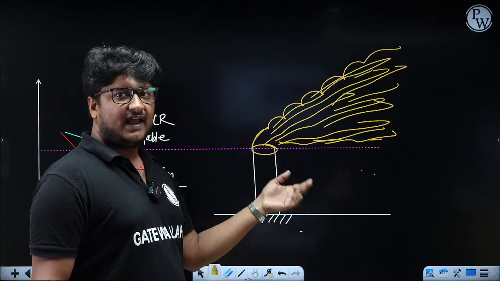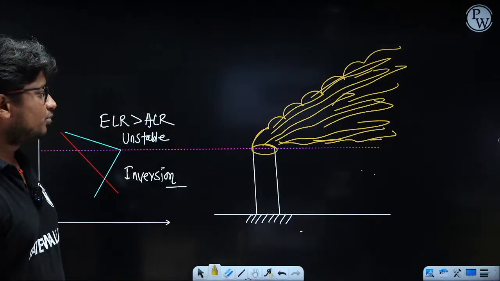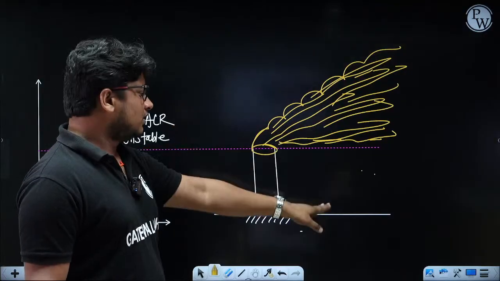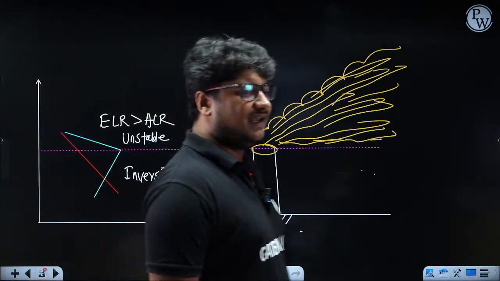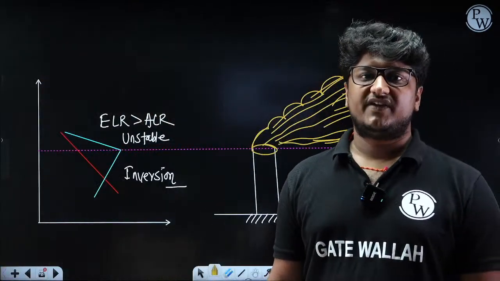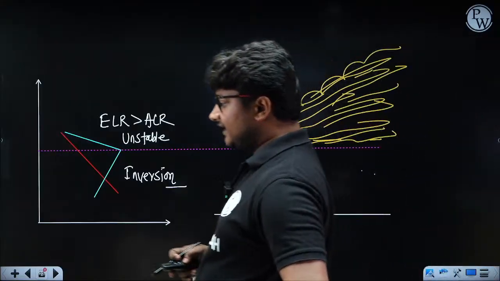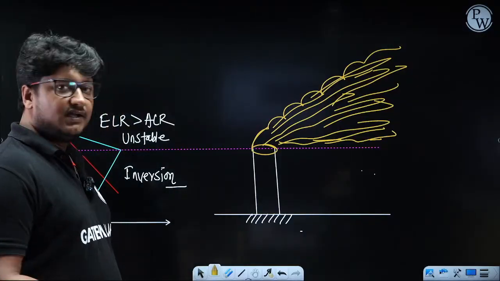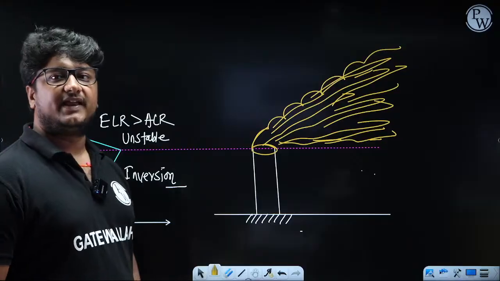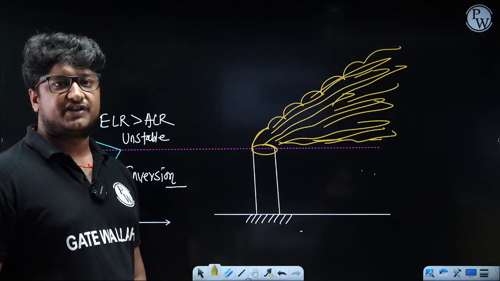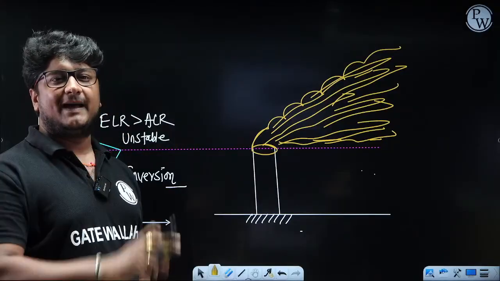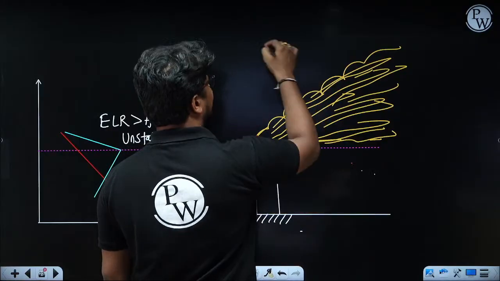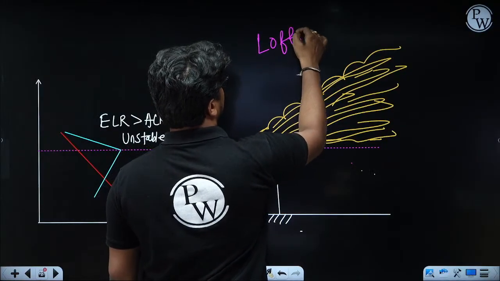In the inversion layer, as you know, there will be no vertical mixing, no pollutant dispersion and dilution. So the pollutant will go only to the upper height, and the ground level concentration will be very low, or you can say zero. People living near the ground in this area will not be affected by any amount of pollutant. So they will be in a laughing, happy situation, and for that reason we have named this case lofting.